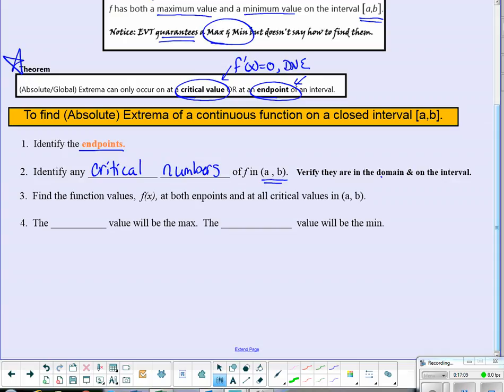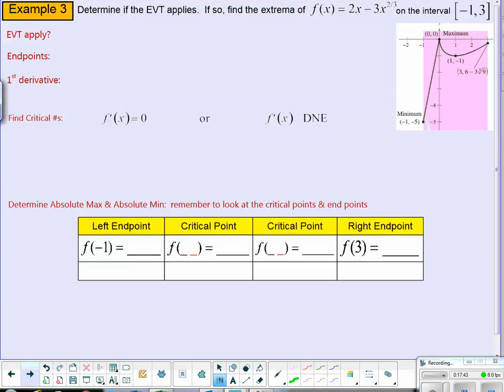Third thing, find the function's value, which is f of x, this is really meaning a y value, at both the endpoints and all the critical values that we came up with in step number 2. We're going to find their y values, and then we can compare y values to see which one has the biggest. The greatest y value will be the max, and the least y value will be the min. So let's give it a shot.